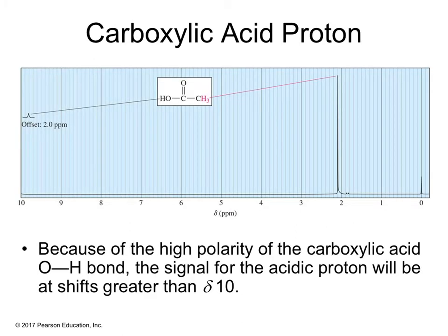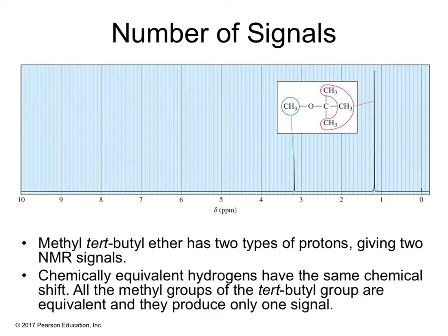All right, so this is a carboxylic acid. Because of the high polarity of the carboxylic acid, your acidic proton can shift greater than 10. So you can see this offset at 2.0 means it's probably around 12 ppm. Once again, usually you set your scale from 0 to 10 ppm.